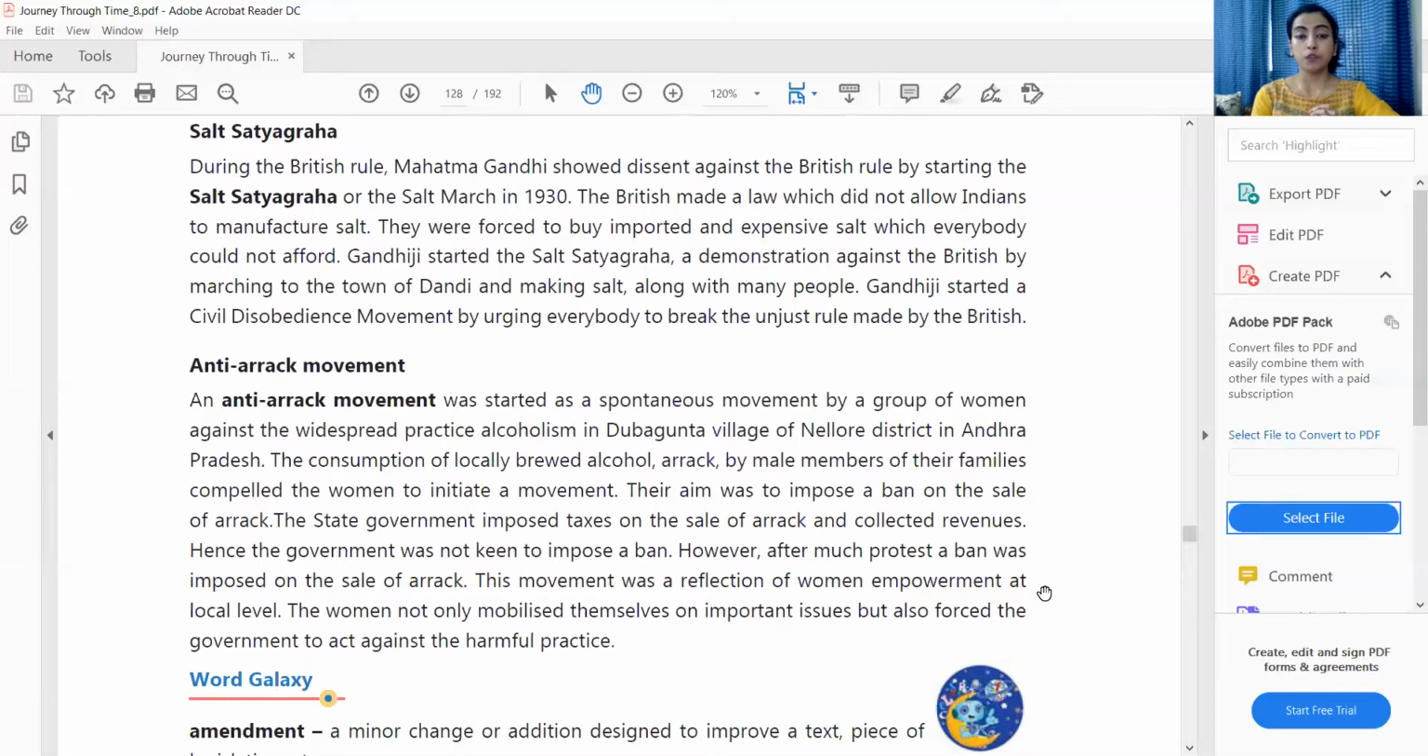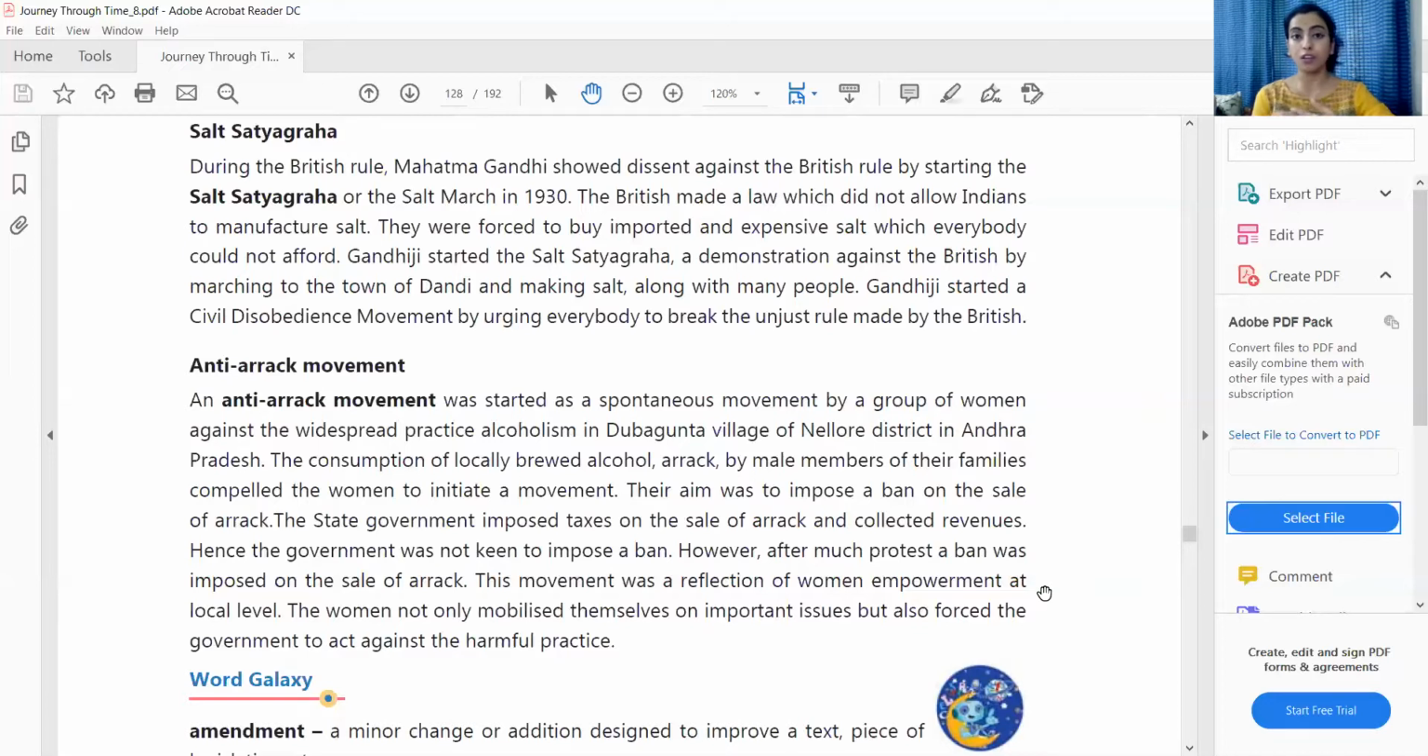And this alcohol was locally made, Arak. It was a locally made alcohol, and the male members used to consume a lot of it. The women of Andhra Pradesh took up this movement because they wanted a ban on the sale of Arak. But the state government did not want to impose a ban. Why? Because alcohol brings a lot of revenue to the state.